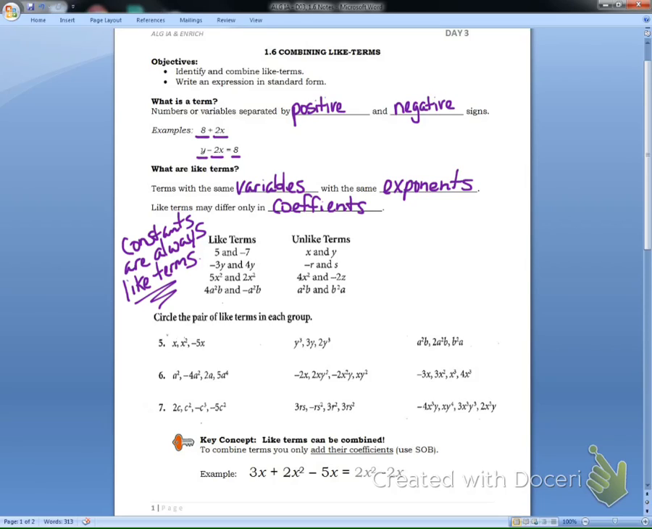A squared b and b squared a are not like terms, even though they have the same variables, and even though they have an exponent of 2, the exponent of 2 is not on the same variable. So the exponents must be on the same variable.